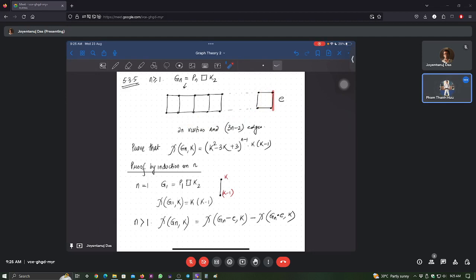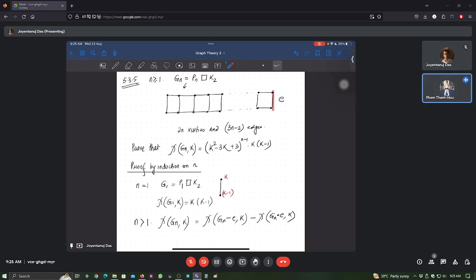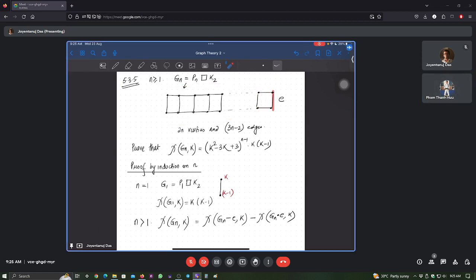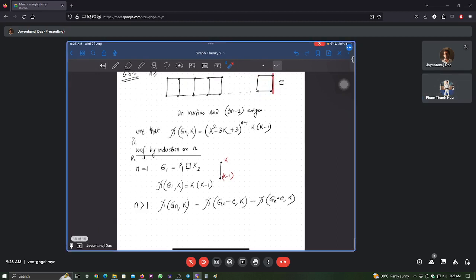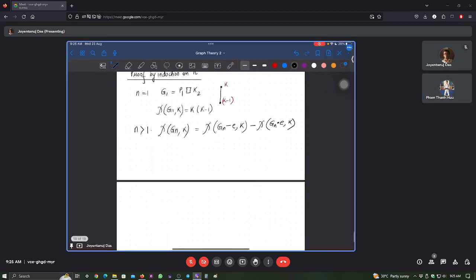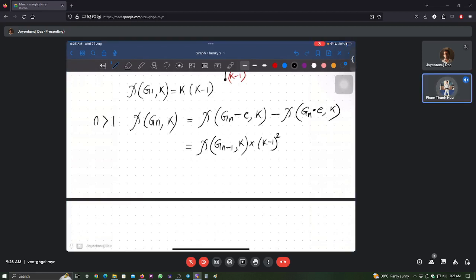So what will be the chromatic polynomial? Whatever coloring up to this one is done, then this vertex I can color in k minus 1 ways, because it will be just different from this one. And this vertex I can color in k minus 1 ways, different from this one. So this will be the chromatic polynomial of Gn minus 1 comma k, times, for the last two vertices, k minus 1 whole squared.